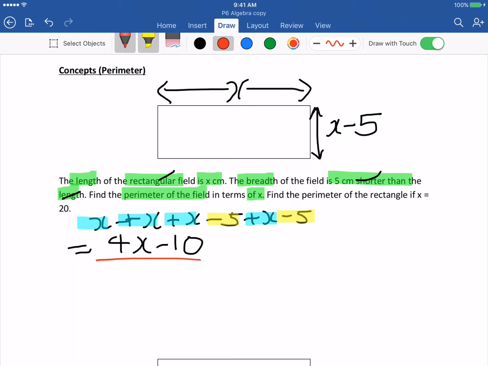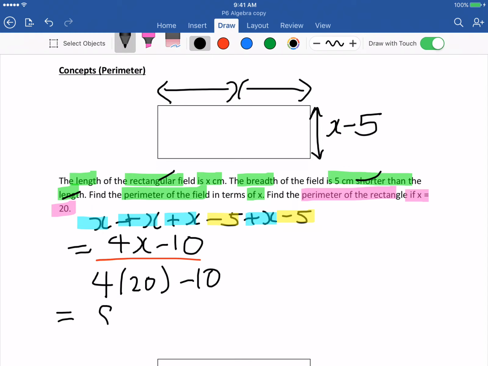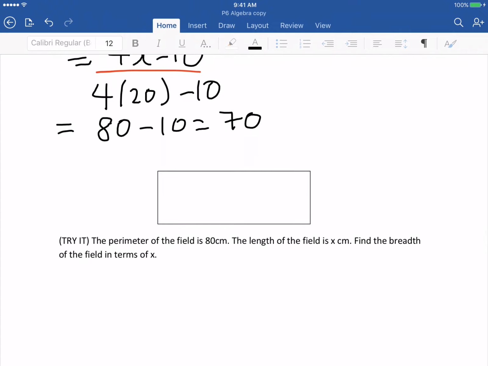Okay, and the next one. You're supposed to find the perimeter of the rectangle when x equals 20. When x equals 20, replace x by 20. So it's 4 bracket 20 minus 10. 4 times 20 gives you 80, minus 10, which gives you 70. Okay, straightforward now.